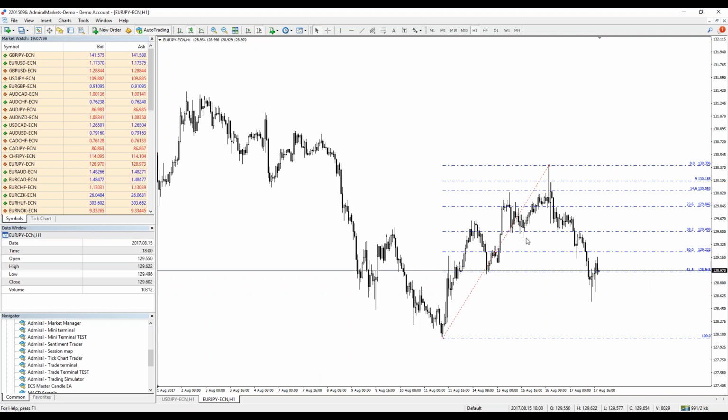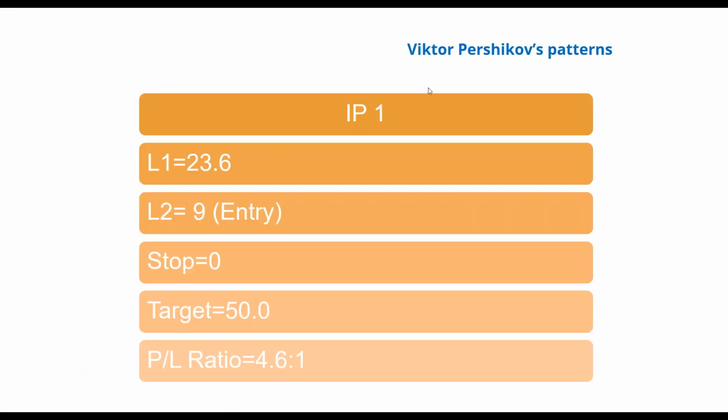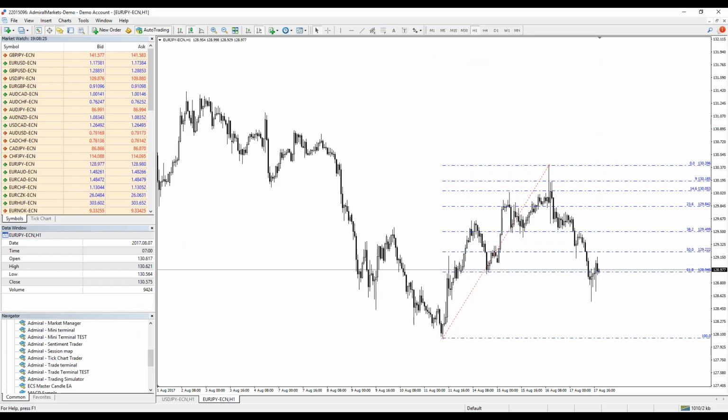So if L1 is 23.6 and L2 is 9, it means that the price will get to 23.6, okay? Then it needs to hit 9% and reverse. And everything is the same regarding the structure. So this is IP1, 23.6, 9. Okay, this is IP2, 38.2, 14.6 entry. So it needs to get to 38.2, then it needs to get to 14.6 and reject.